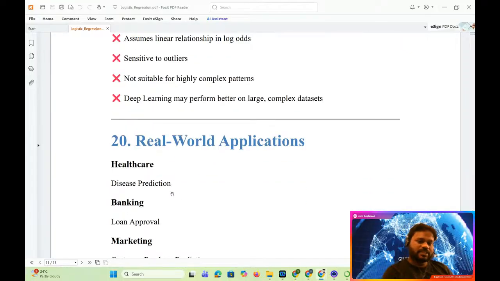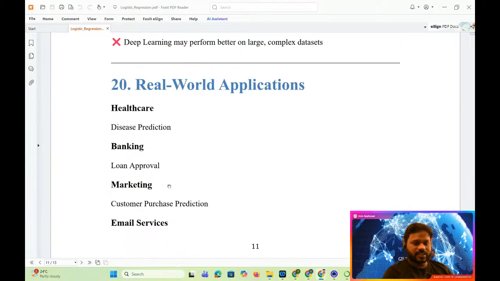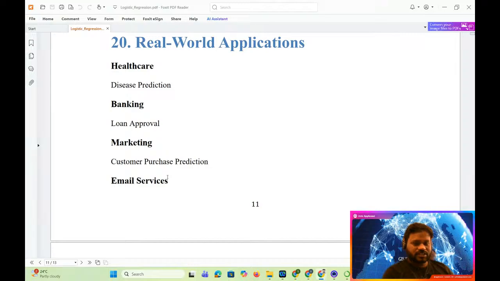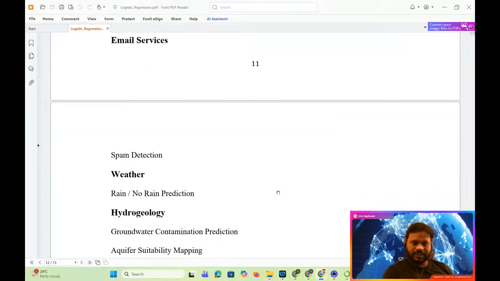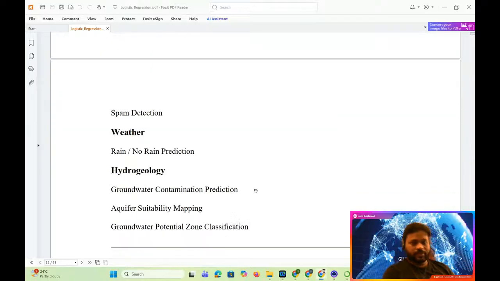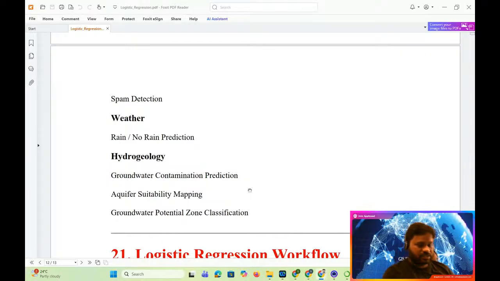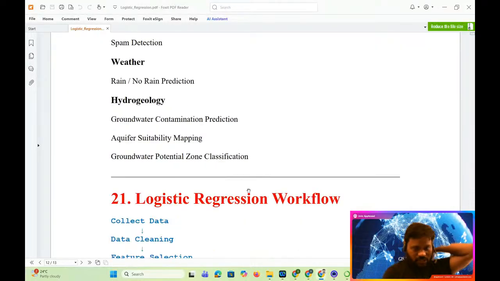Real-world applications: healthcare, disease prediction; banking, loan approval; marketing, customer purchase prediction; and email services, spam detection. In your Gmail, this type of algorithm is used. Also weather prediction, rain or no rain; and hydrogeology, groundwater contamination prediction, aquifer suitability mapping, and groundwater potential zone classification.